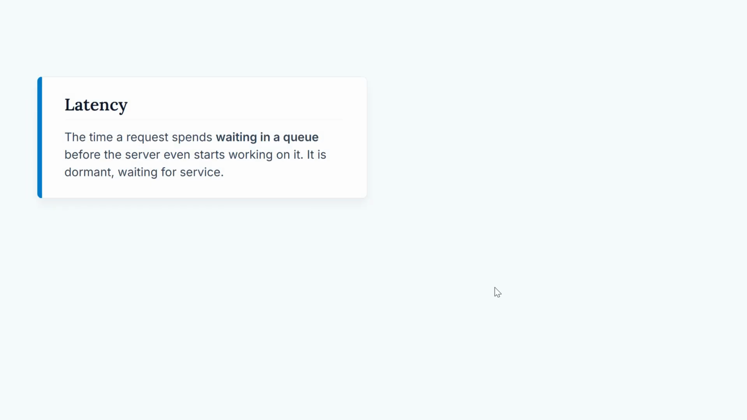Now, many people use the words latency and response time as if they mean the same thing. But they are completely different. Imagine going to a popular restaurant. Latency is the time you spend just waiting in line before you even order. In a computer, latency is the time a request sits dormant in a queue, waiting for the server to wake up and look at it.